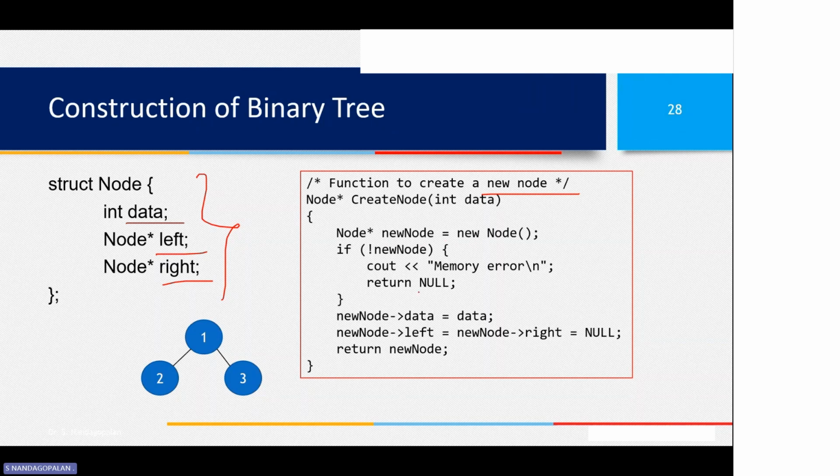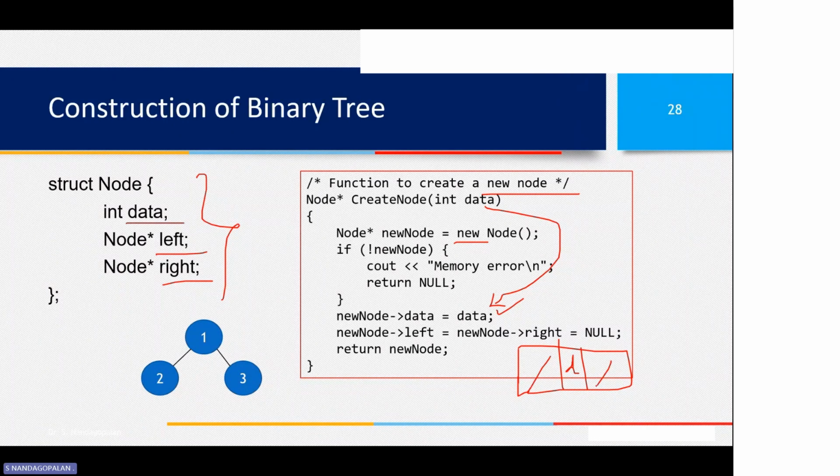And new is an operator which allocates dynamic memory, all that you have studied, so I'll not go into details. And you put the info, that is this one, and then left and the right null. So this is only one node, this is my data, this is null, this is also null.